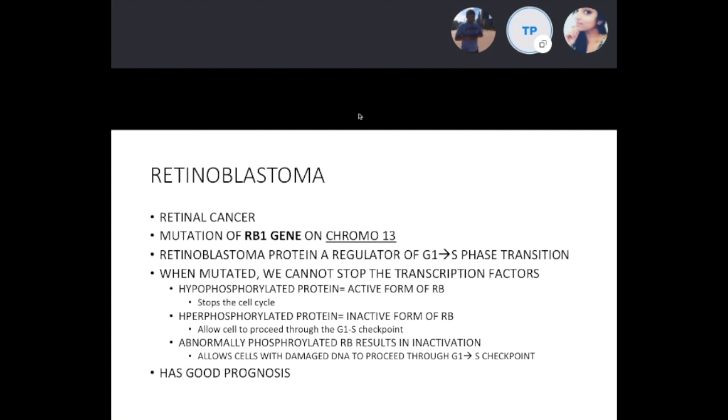And so ultimately, if we have an abnormally phosphorylated RB protein, which would be the mutated form, it's going to result in inactivation, and it's going to allow cells that have damaged DNA to proceed through the G1 to S phase checkpoint. However, overall, it does have a good prognosis, and you'll understand once I get to the screening process for this disease.